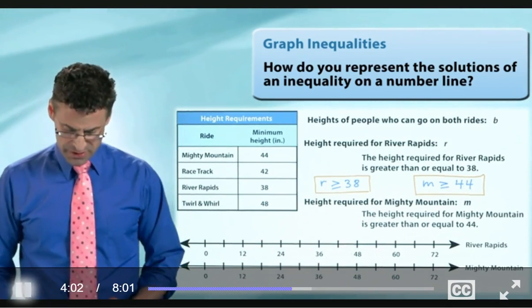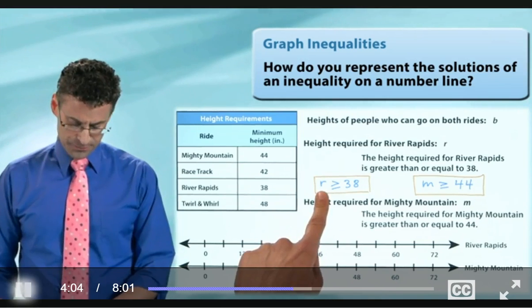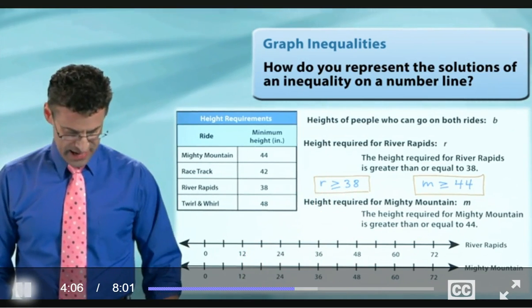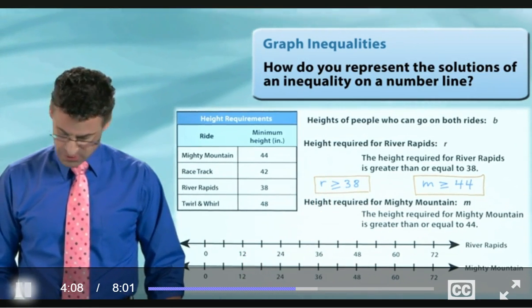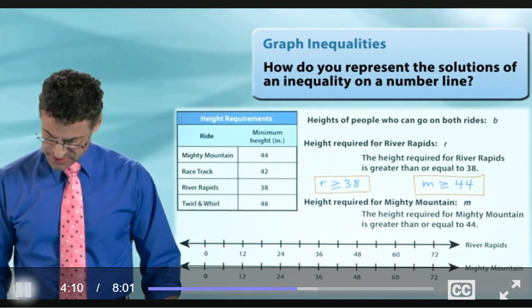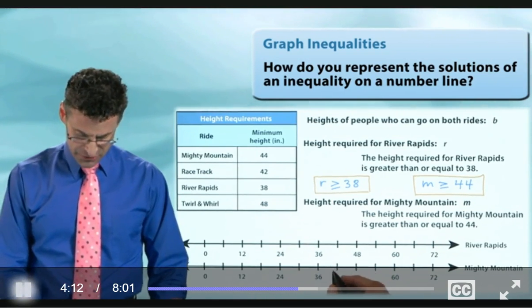So to graph this one, what we're going to say is R has to be greater than or equal to 38. And what that really means at the end of the day is that you're at 38.